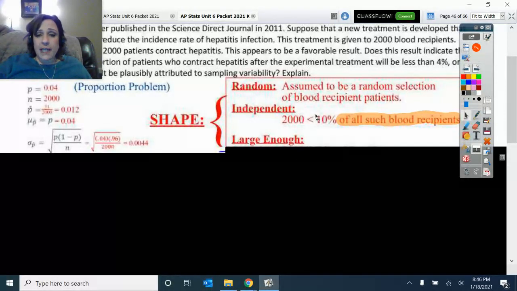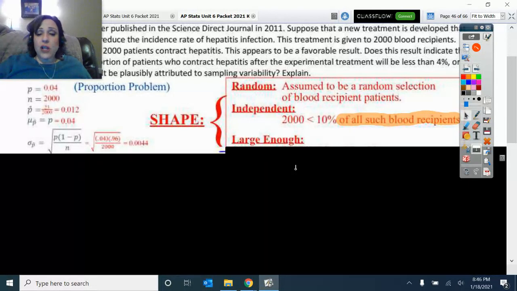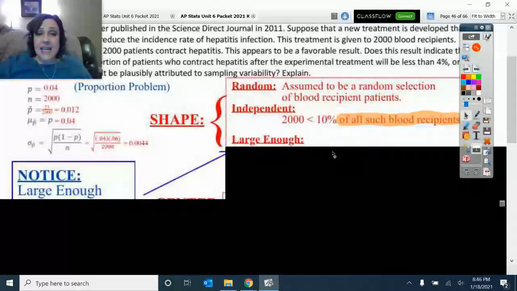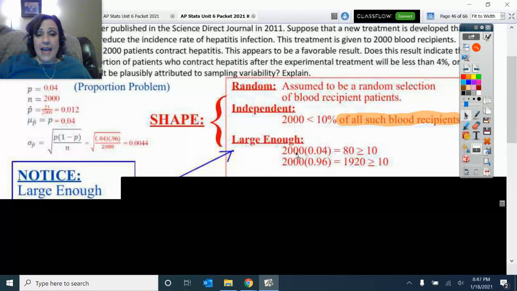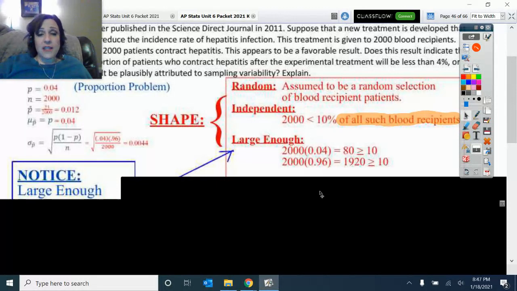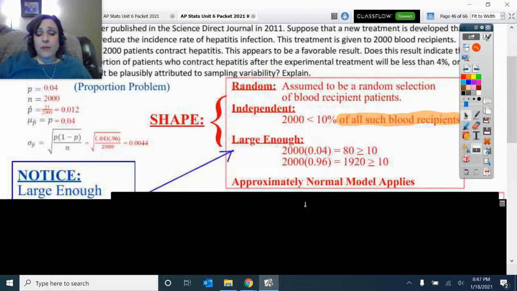So, notice for independent, my inequality is less than. But for large enough, my inequality is the greater than. And I have nothing extra written here. N times P, and it's true P, not your P hat. And I put what that equals, which is greater than or equal to 10, and then the N times the 1 minus P. So the 4% was success, 96% is failure, and I put what that equals, and that's greater than or equal to 10. So upon these being met, which I think is reasonable, then the approximately normal model applies.